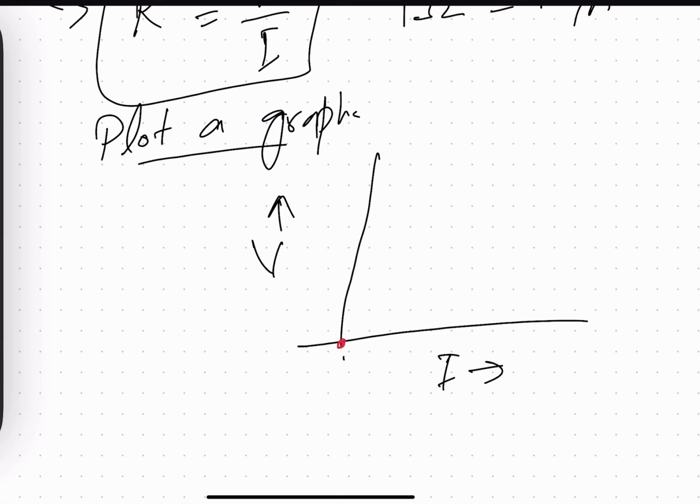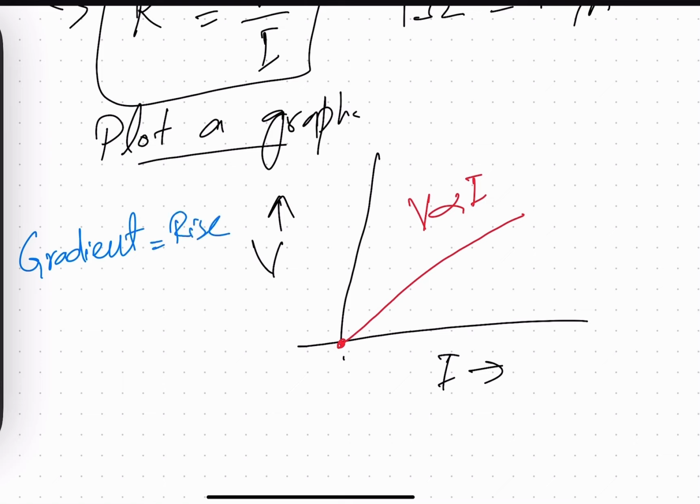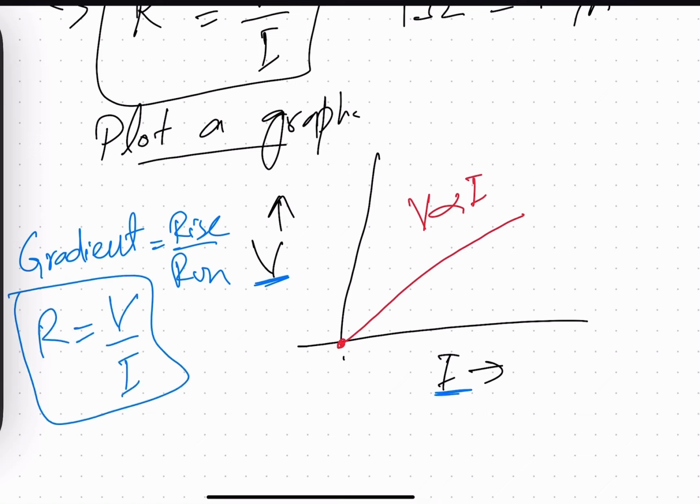The graph will always start from the origin, and it will be a diagonal straight line. It shows that V and I are directly proportional, and if you find the gradient, it is basically rise over run. On rise you have voltage, and on run you have I, so it is V over I, which equals R. So the gradient gives you resistance. As the gradient is constant, the resistance will also be constant.